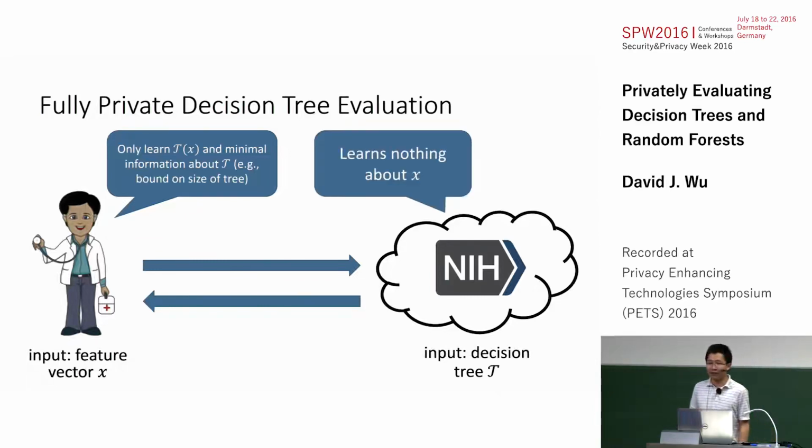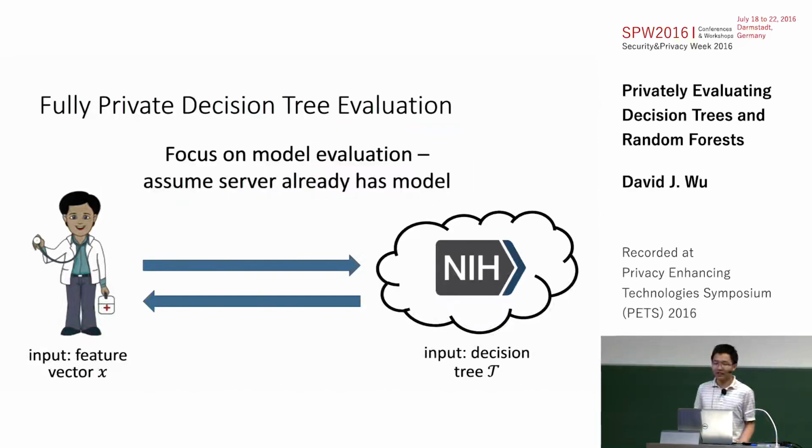And privacy for the client says that the server at the end of this protocol execution does not learn anything about the input that was supplied by the client. So for this talk, we're going to focus on a problem of model evaluation. We're going to assume that the server, i.e. a cloud, an organization, a company, they've already trained some model, and now they're sort of outsourcing this model evaluation to the cloud in the sense of providing it as a useful service to interested clients.